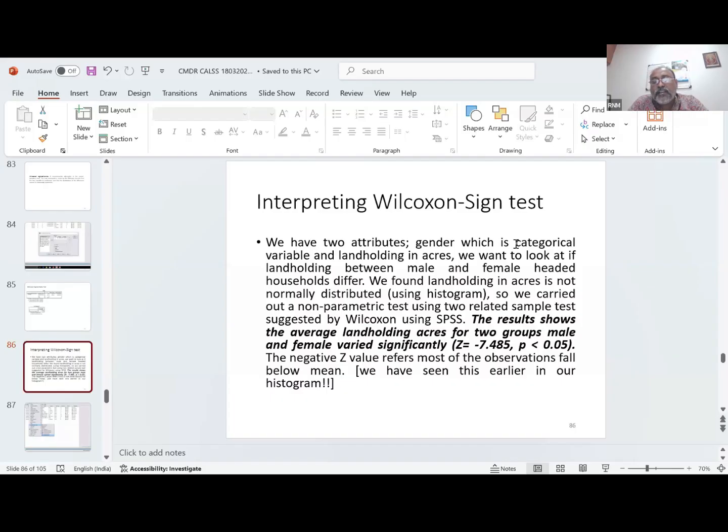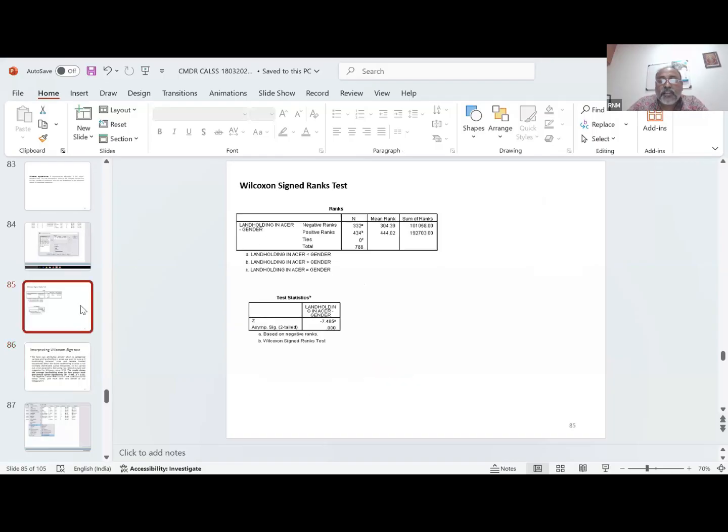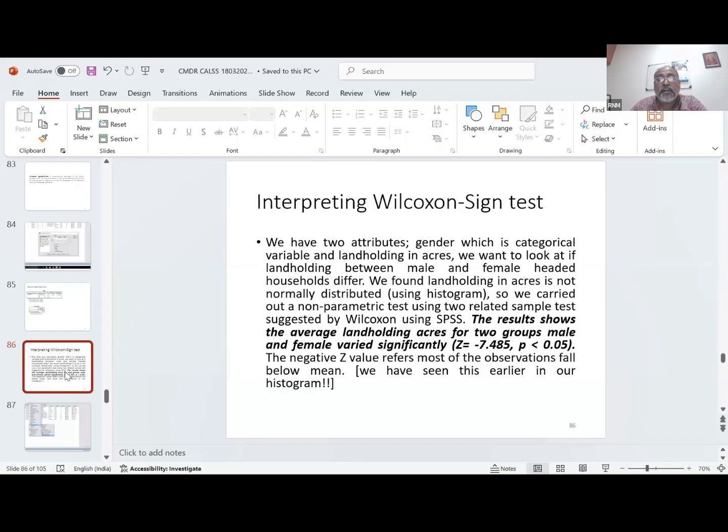So now you have got some kind of a direction, whether the relation between the variables, gender and land holding, is a positive association or a negative association. But this final interpretation, highlighted, has to be cross-checked with the cross tabulation. The cross tabulation must have shown that female-headed households have less land holding. So that is now tested using a non-parametric Wilcoxon sign test.